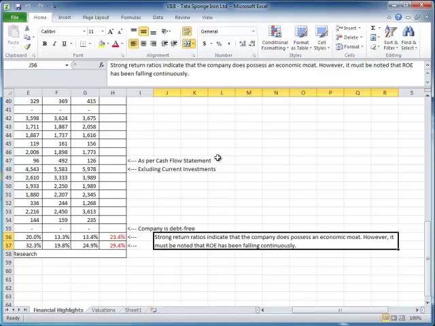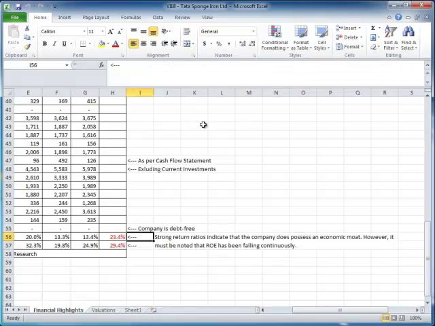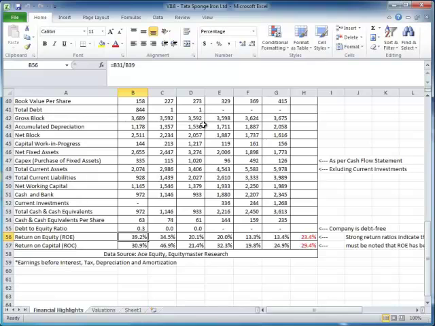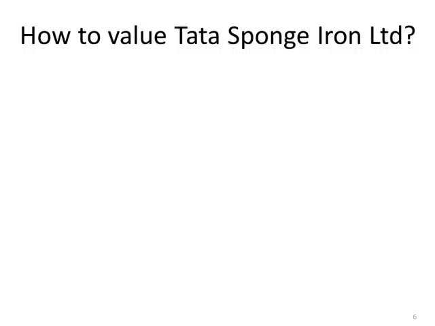So here we've indicated that the strong return ratios indicate that the company does possess an economic moat. However, it must be noted that ROE has been falling continuously, right? So they've had falling ROE, but they do have an economic moat as evidenced by their above average ROE. Okay, so now let's go back into the PowerPoint, and we'll talk about how to value this company, Tata Sponge Iron Limited.